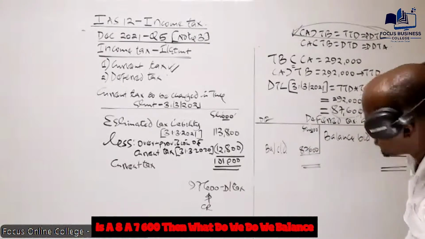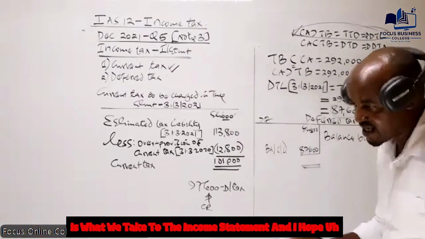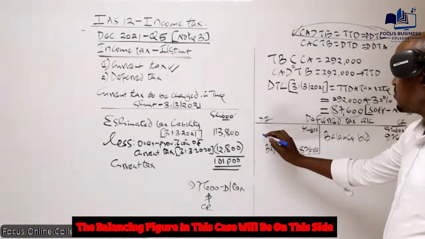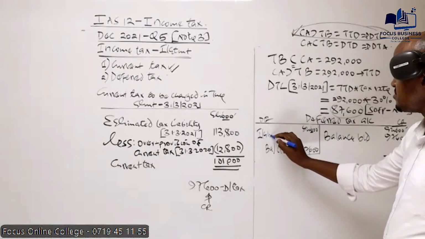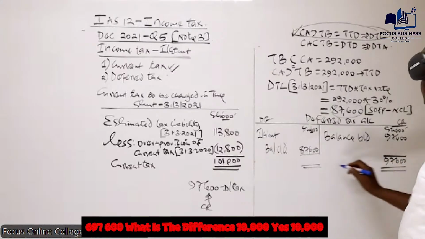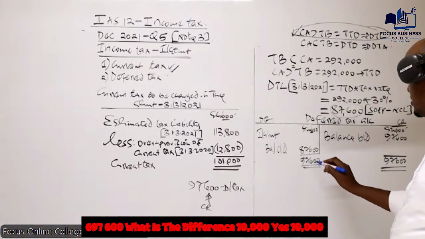Then what do we do? We balance our account. We have said the balancing figure is what we take to the income statement. And I hope the balancing figure in this case will be on this side. So this will give us 97,600. What is the difference? 10,000? Yes, 10,000.